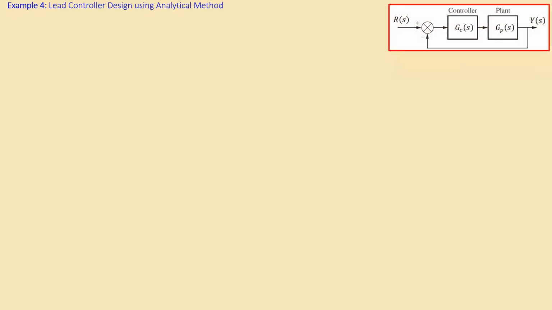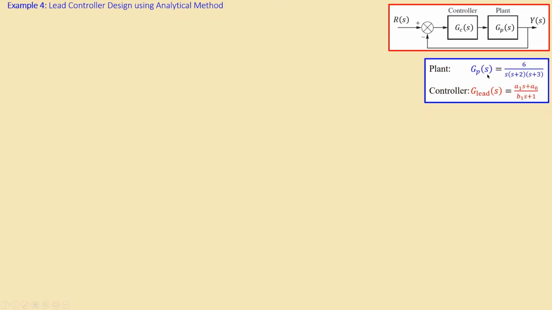So what we have is the lead controller design using the analytical method, and we have the following diagram. We have the controller in cascade with a plant, and we have a unity gain feedback configuration. Now the plant is given by this expression: 6 over s times (s plus 2) times (s plus 3). So we have 3 poles, one at the origin, one at -2 and one at -3. The controller is specifically given here as the lead, and we have 3 parameters, A0, A1 and B1.